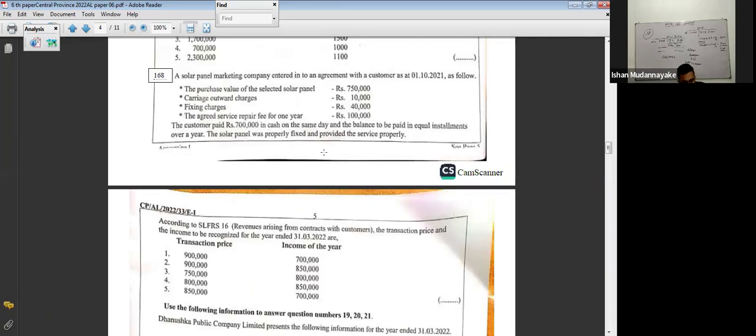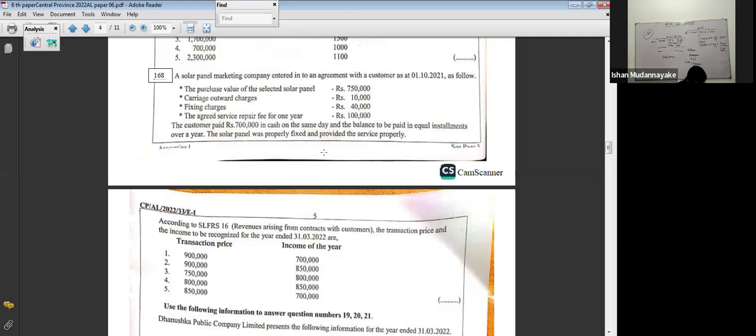Answer for the question 168. What's the answer? A solar panel marketing company entered into an agreement with the customer as at 1st October 2021 as follows. This question belongs to SLFRS 15, revenue from customer contract.